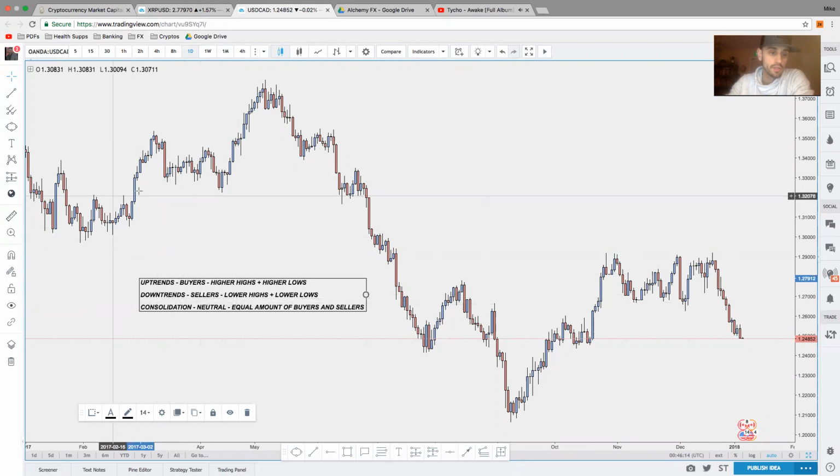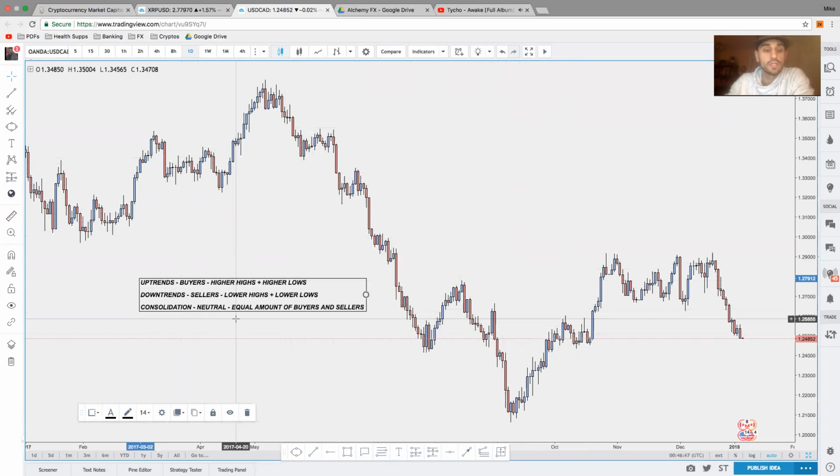Uptrend is when the market's going up, it's a buyer's market. It simply means there's more buyers than sellers, and it's creating higher highs and higher lows. Higher highs and then higher lows. Downtrend, it's the opposite. It's a seller's market. There's mostly sellers in this market, more so than buyers, thus the price going down. It makes lower highs and lower lows. Uptrend is higher highs, downtrend is lower lows.